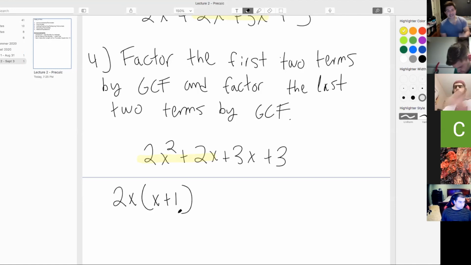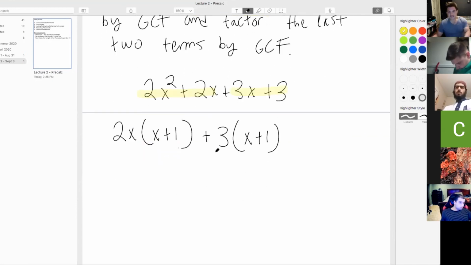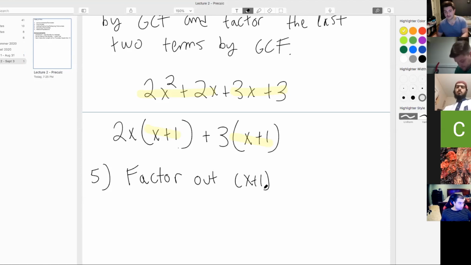Now do the same exact thing to the last two terms. What can I factor out from 3x plus 3? I can factor a 3 out. So plus 3, open up your parentheses, and what's left in the parentheses is x plus 1. This is a good sign. You know you did this right if your parentheses have the same exact thing. The last step is to factor out x plus 1 from this.